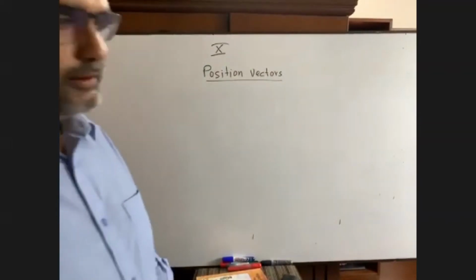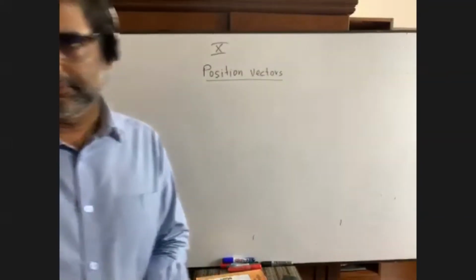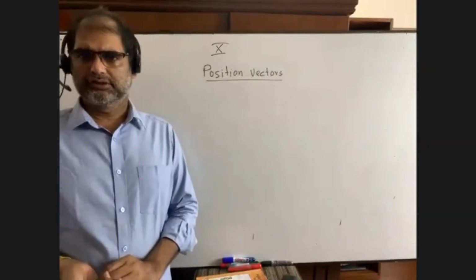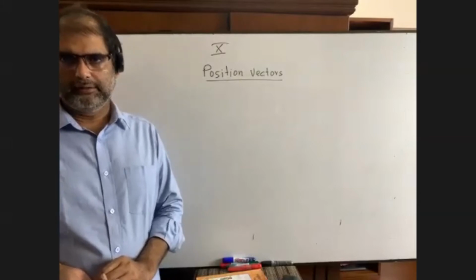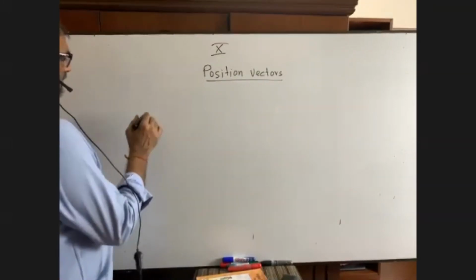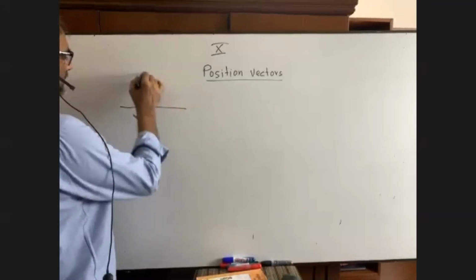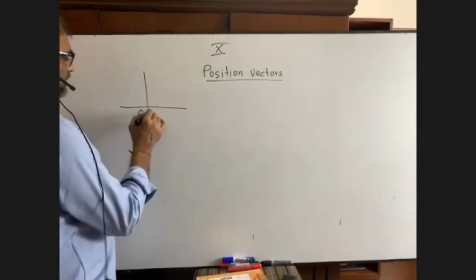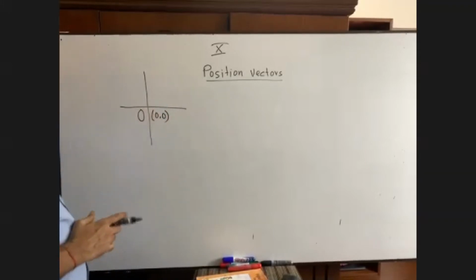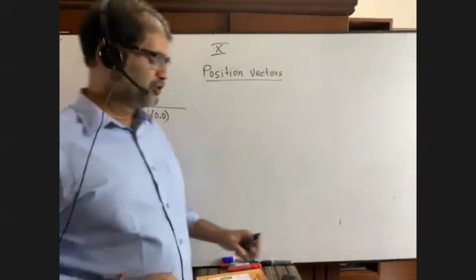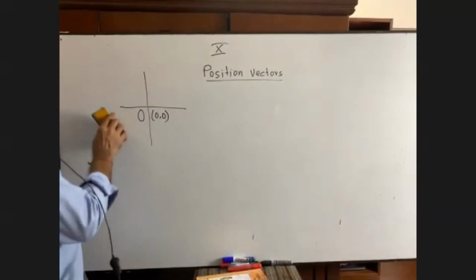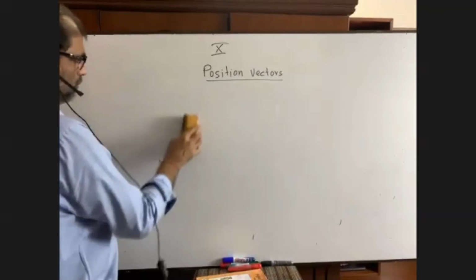determined, I mean, with respect to a certain origin. Origin means 0, 0. This is O, this is called origin, 0 comma 0. So from today onward, we'll come to know that position vectors are always calculated with respect to a certain origin.